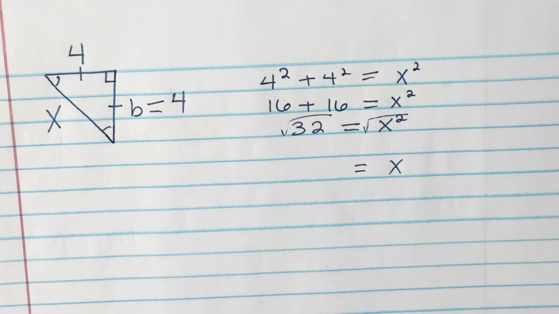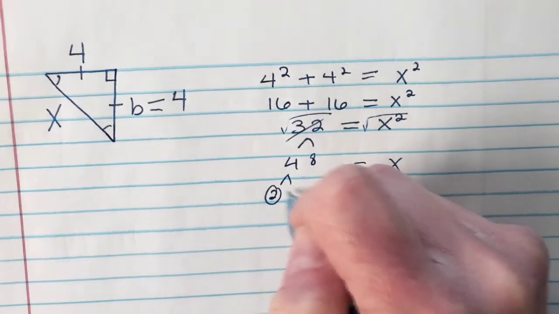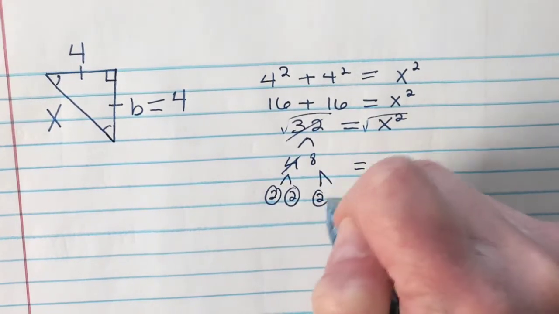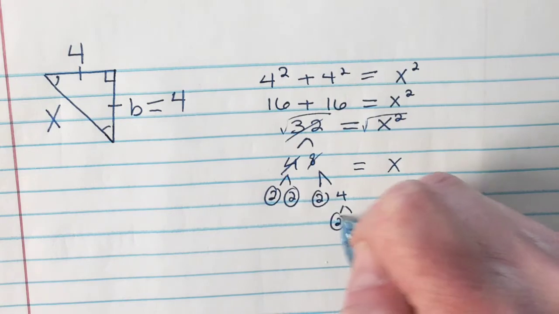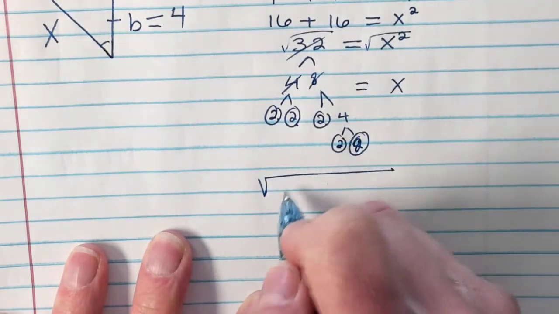So I'm going to pause before I go any further. Let me know if you have any questions before we break down the square root of 32. Okay, I need two numbers that multiply to make 32. This guy breaks down. 4 and 8. 4 breaks to 2 and 2. 8 breaks to 2 and 4. And the 4 breaks again. So we have a hot mess of 2s. Got 1, 2, 3, 4, 5 of them.